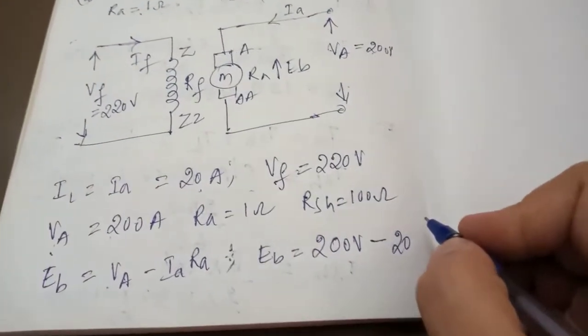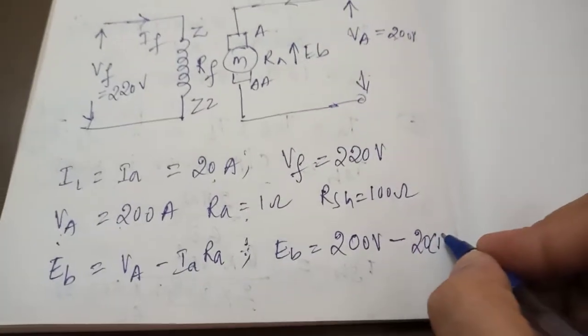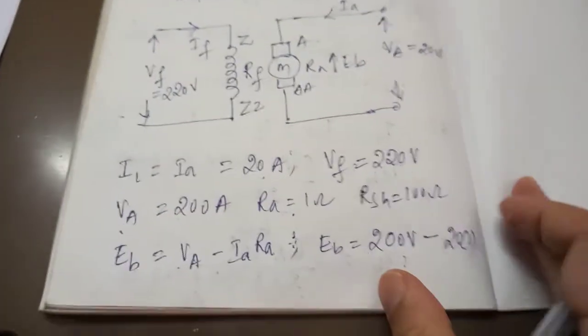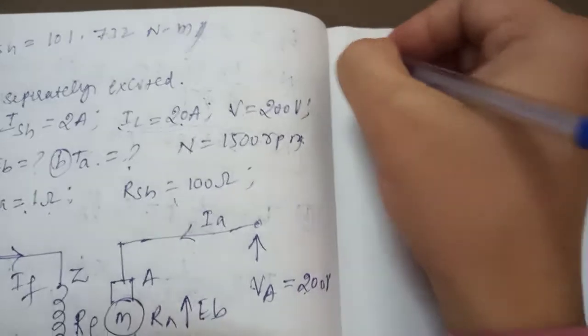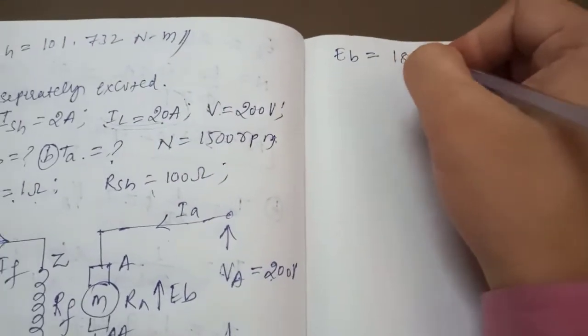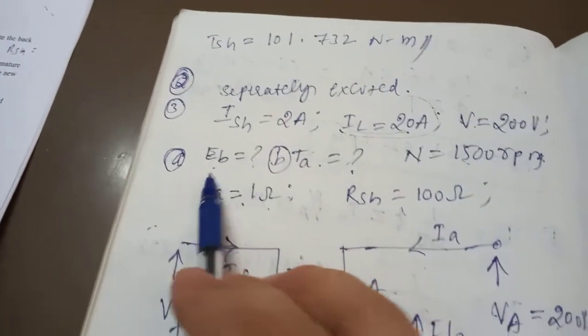IA is equal to 20 amps into RA, where RA is equal to 1 ohm. So what is EB in the case of a separately excited DC motor? 200 minus 20 is 180 volts, which is the EB value. So the first part of the problem is solved.